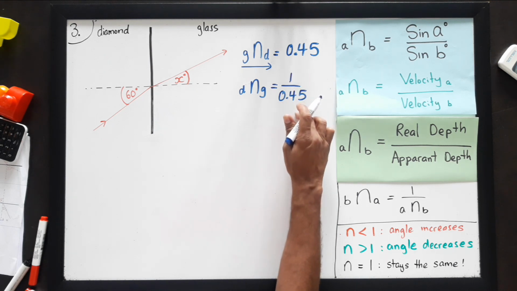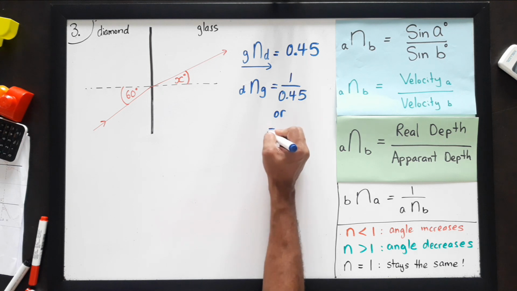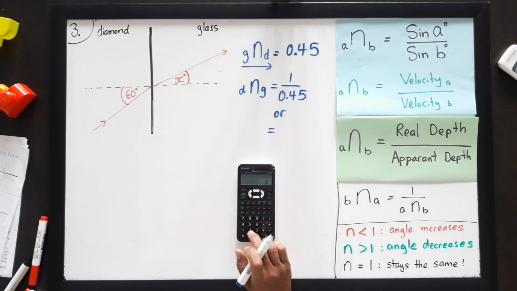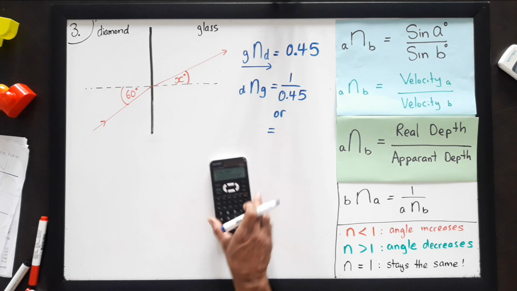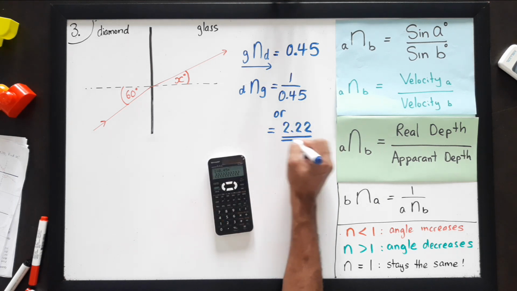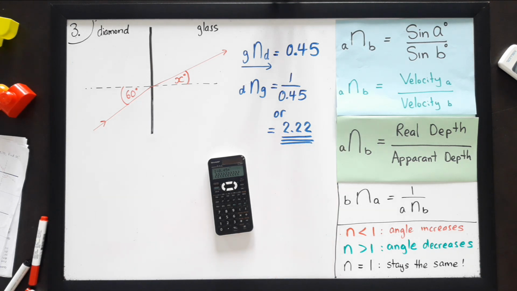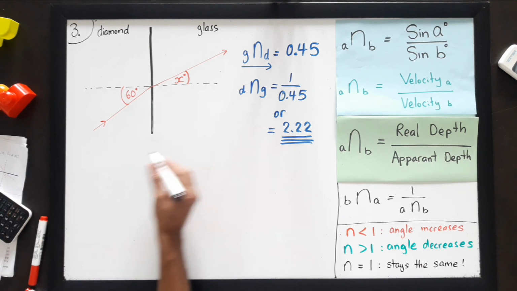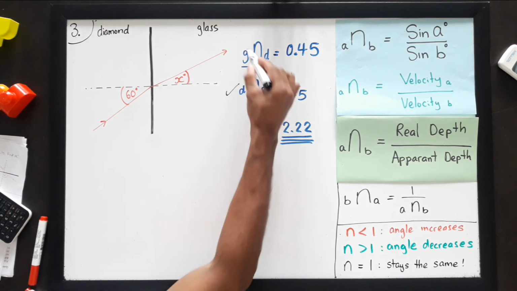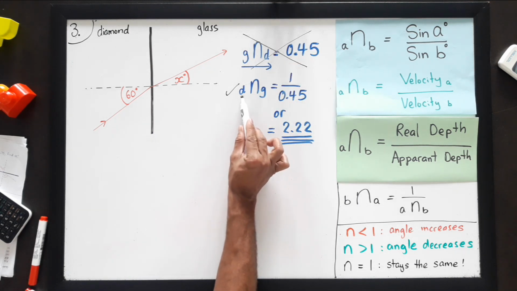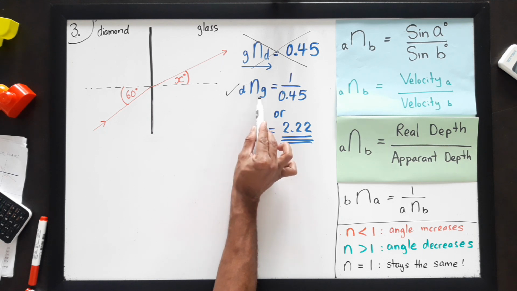You can leave it like this, or you can simplify it on your calculator. I prefer to go with simplifying it on the calculator. 1 divided by 0.45 is roughly 2.22. So this is the actual refractive index we need for the question today. So don't fall for those simple tricks. Let's write down the formula. Remember, it's this one we're looking at. We don't care about this guy anymore, right? He was there to fool us. So the light is going from diamond to glass.